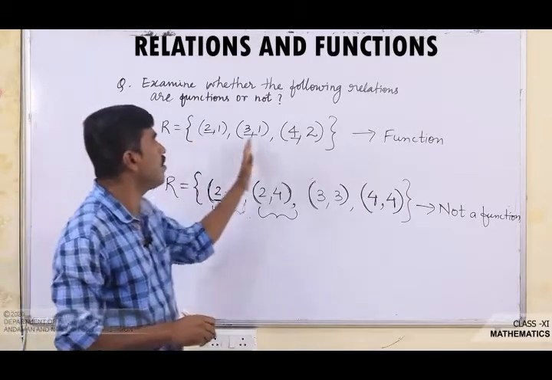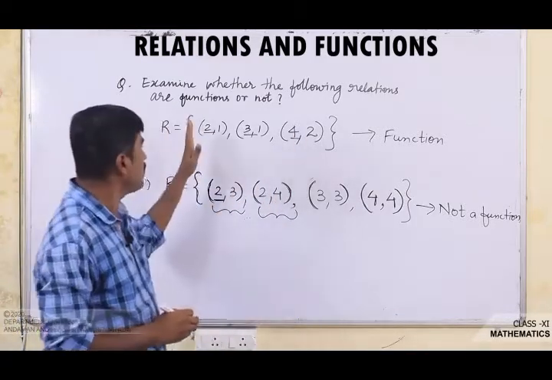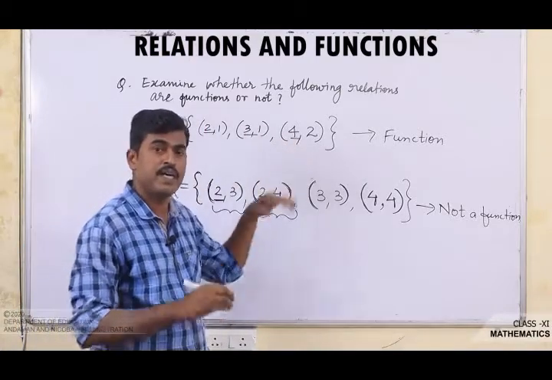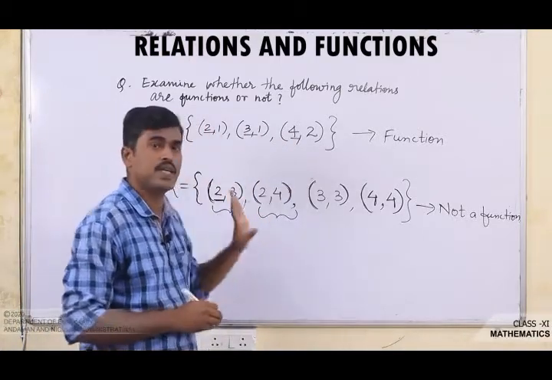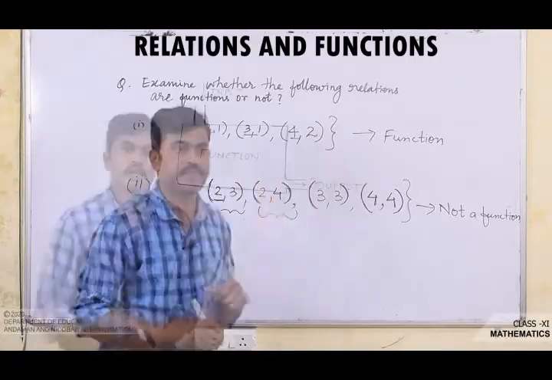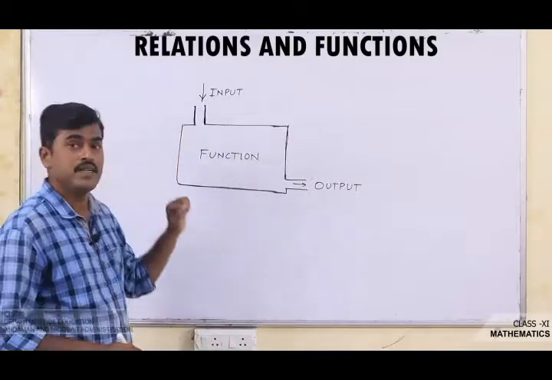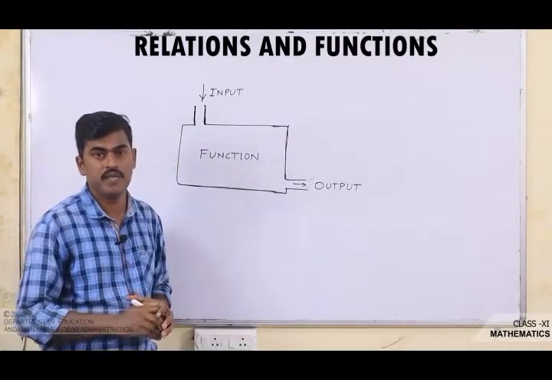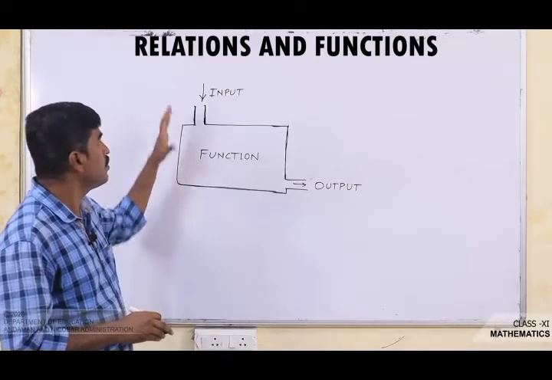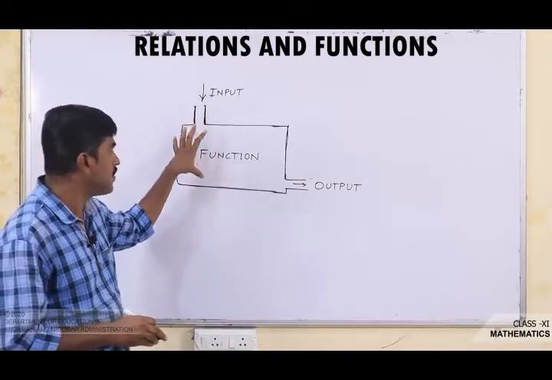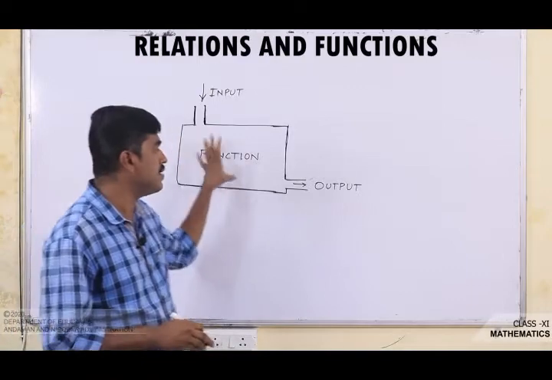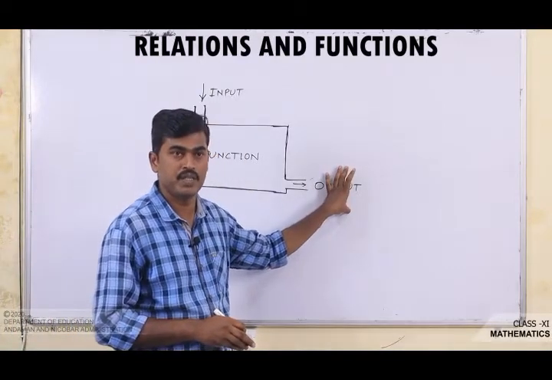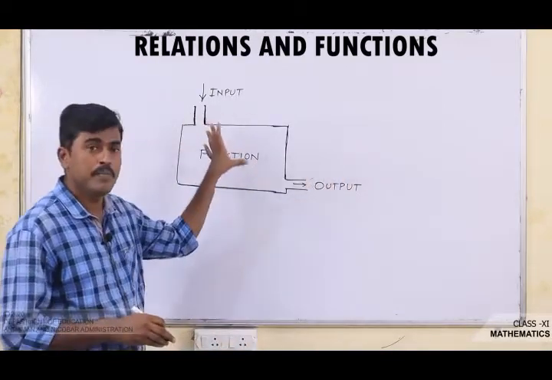We have to see the ordered pairs. If the first elements of the ordered pairs are repeated, that means it is not a function. Actually, this function is like a machine. If we give some input to this function, then we are going to get a unique output. It is like a machine.